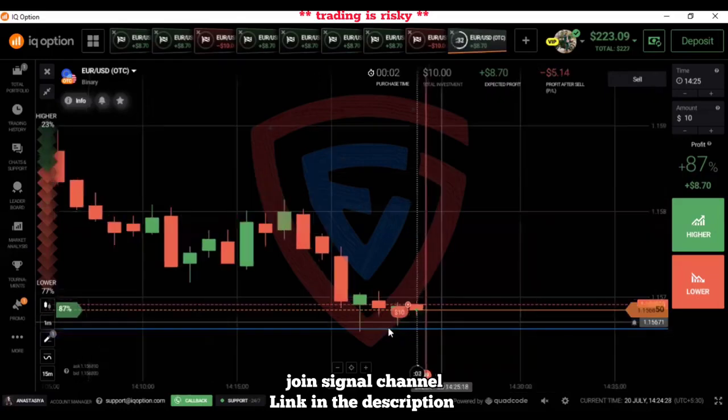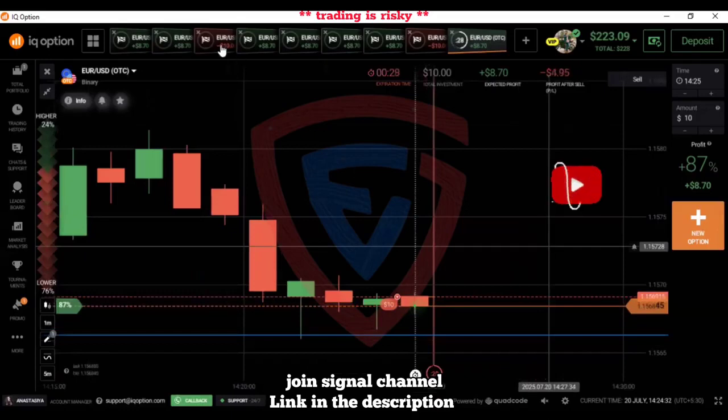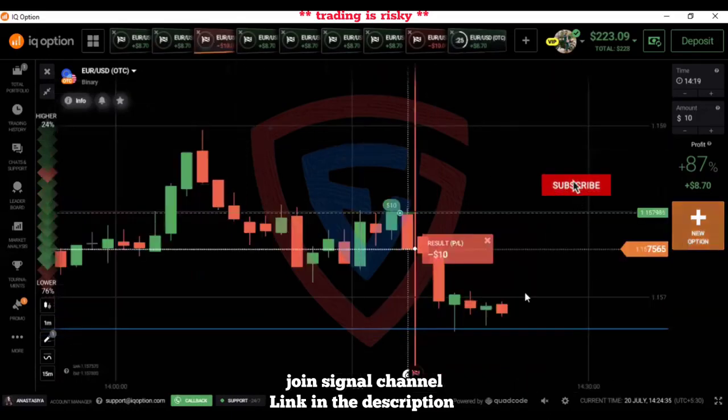So we are seeing buyer's entry from this point, means if the sellers close here, we can expect buyer's entry from this point.